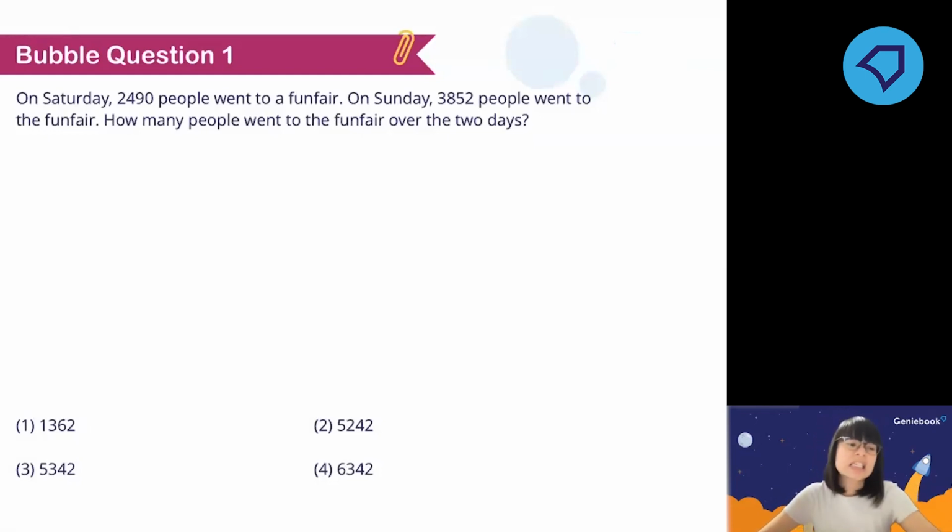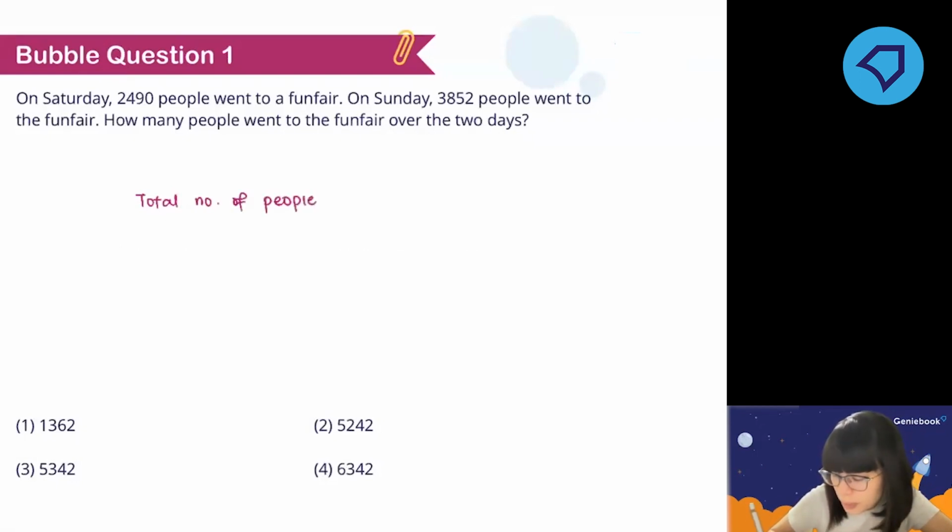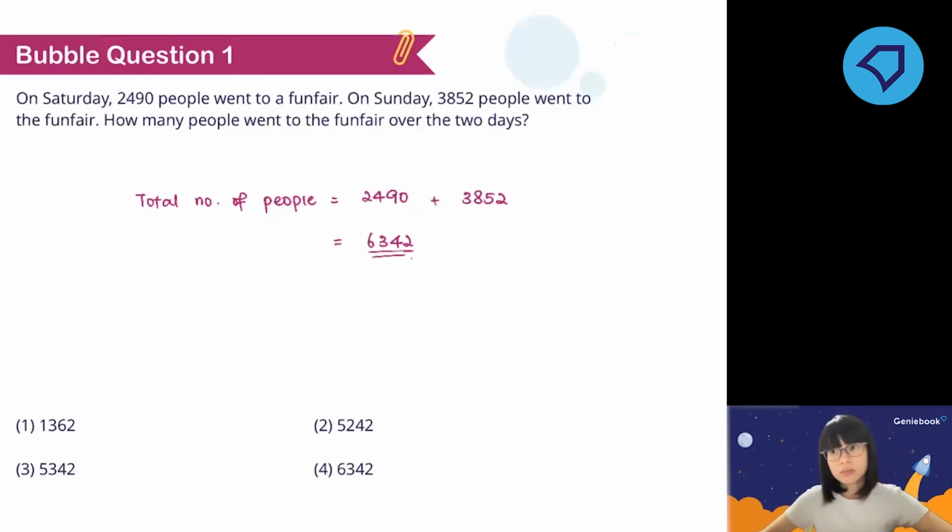So this one is actually testing you on your addition, right? Are you able to do your column addition properly? Are you able to do your renaming and so on? Okay, so we want to find the total number of people. So we're going to take the number of people who visited on Saturday, which is 2,490 plus 3,852. So when you add them together, your final answer will be 6,342. Anybody needs me to do the column addition? Or can all of you follow?